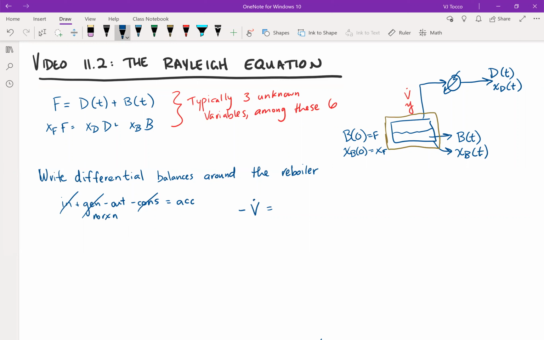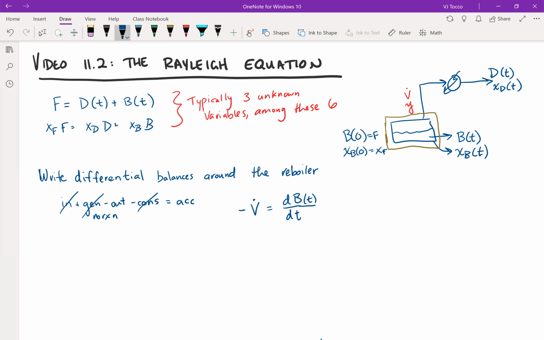And the way that I write accumulation is similar to MEB. It is a differential term. So it's dB. I mixed up my notation for a moment. dB of t by dt. All right, so once again, this says that the output from the reboiler is equal to the accumulation of the reboiler, which is going to be negative because stuff is leaving the reboiler.